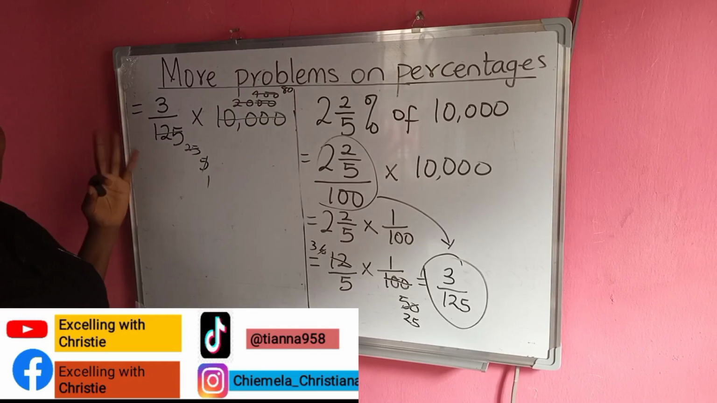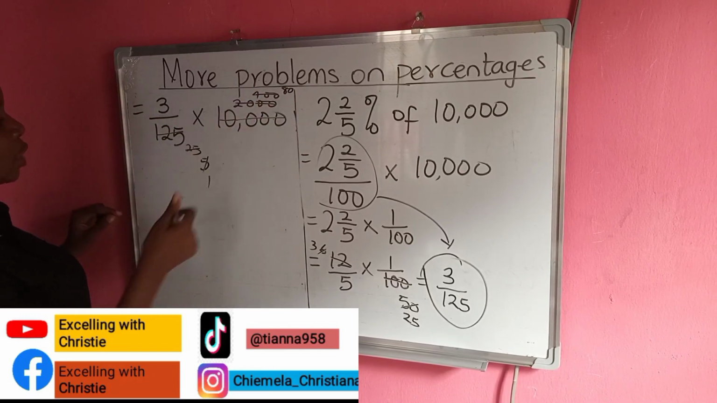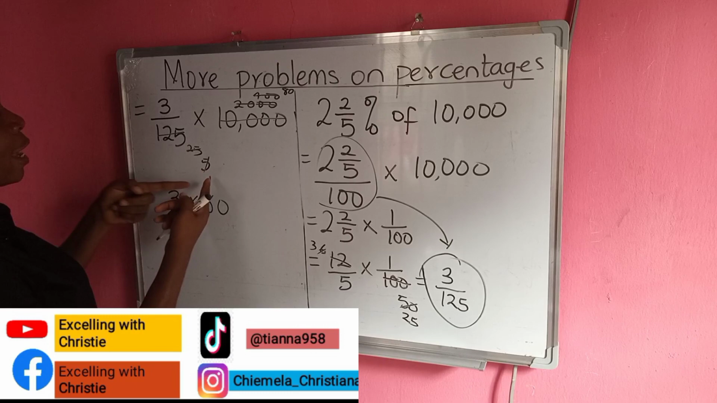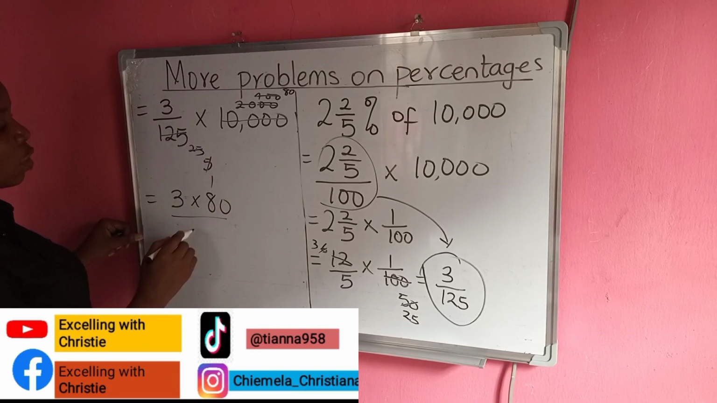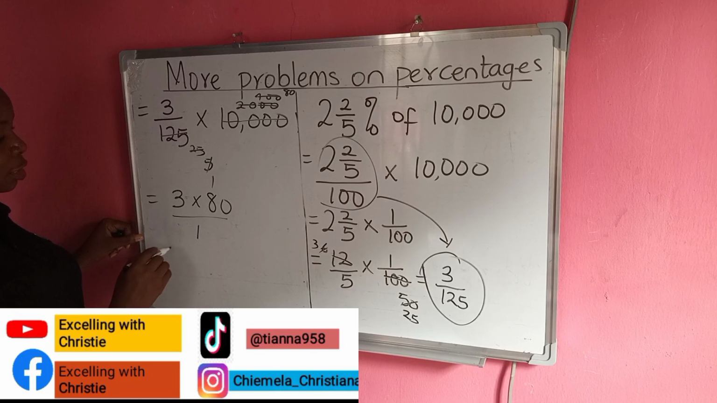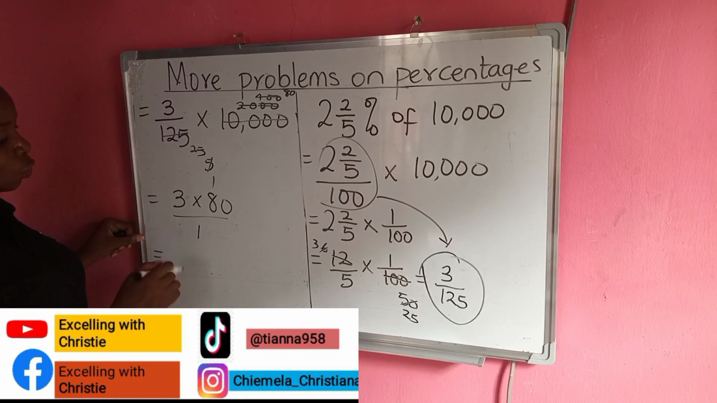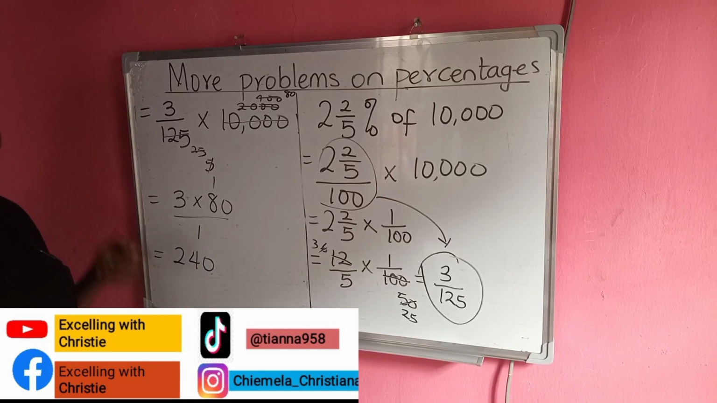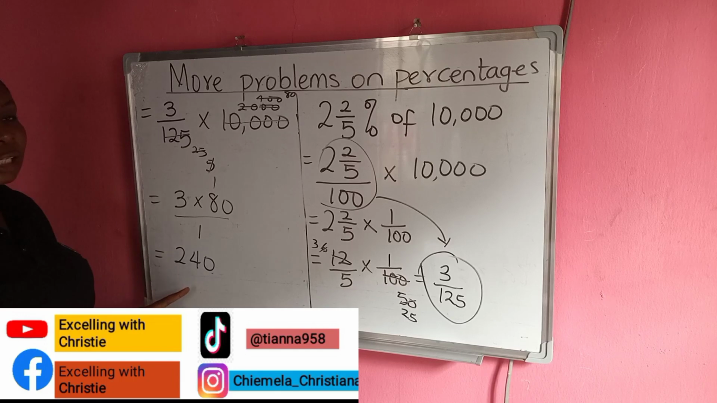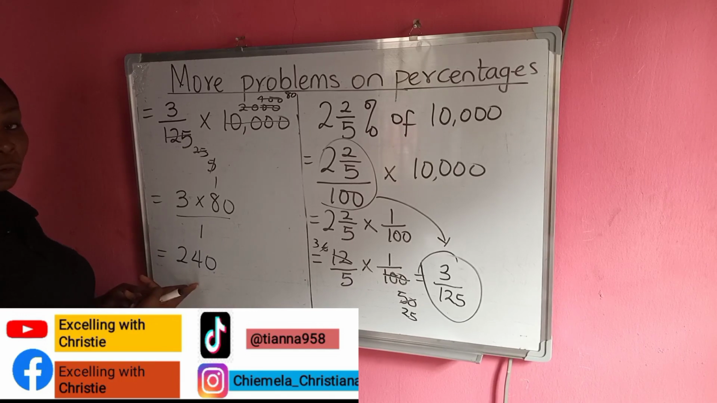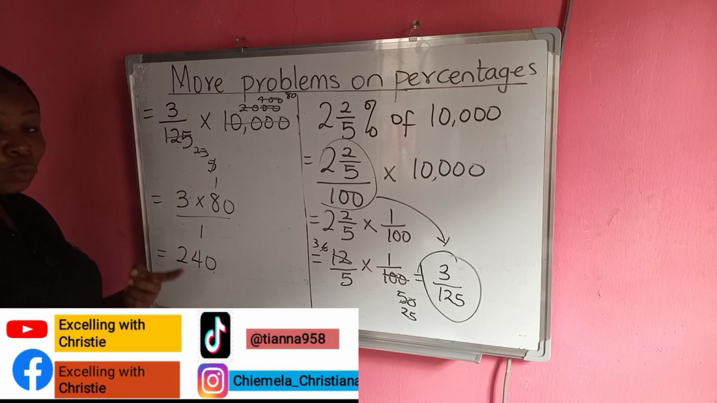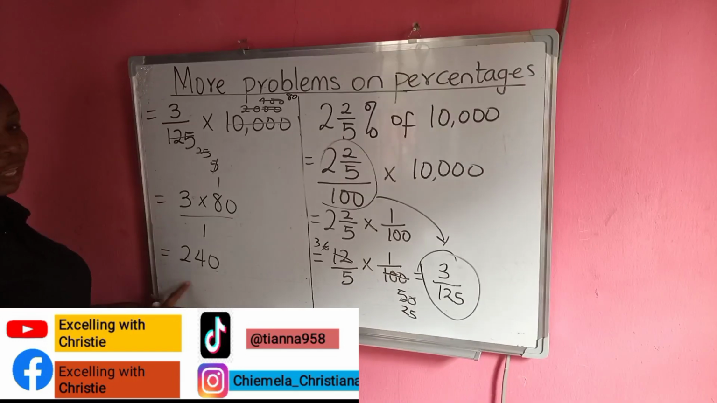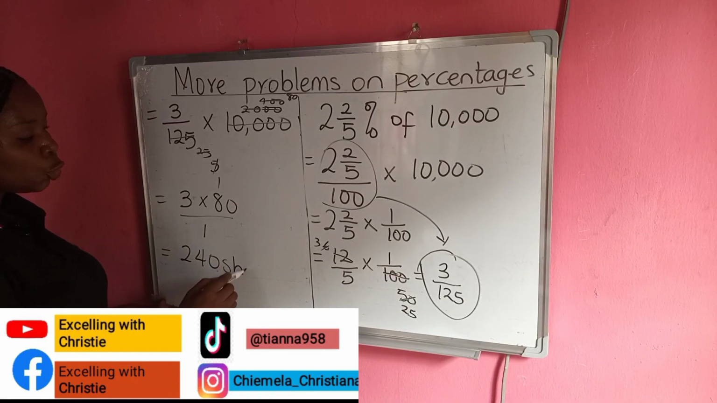Okay, so if I bring out everything I have, up here I have 3 times 80, and down here I have just 1, so over 1. So 3 times 80 is 240. 3 times 80 is 240. So this means that from that question, if you follow from the beginning, it says the number of shoes that were defective in percentage, you were given 2 whole number 2 over 5%. So how many shoes is that? So there are 240 shoes.